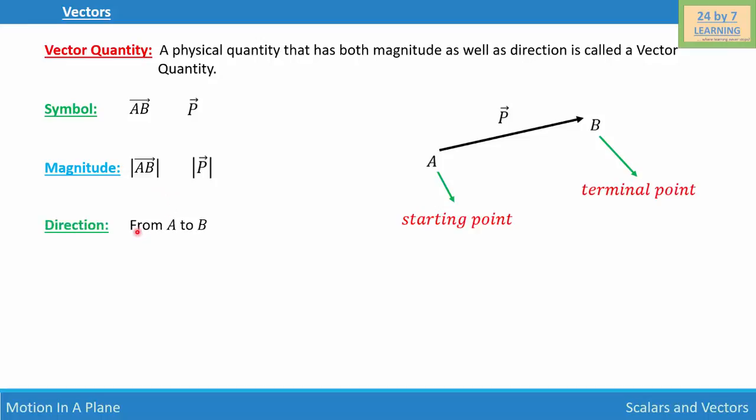Now the direction of the vector is from A to B. So basically A is the starting point and B is the terminal point. So the vector starts at A and goes all the way to B. So the direction of the vector is from A to B. And this is how we will represent any vector.